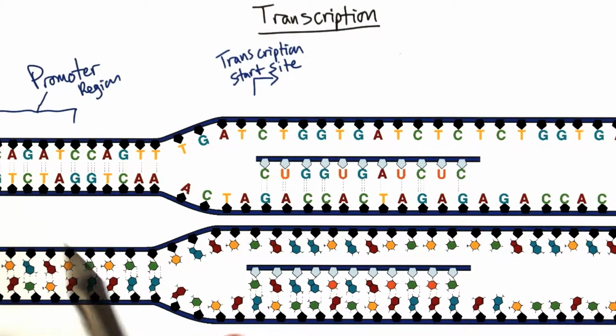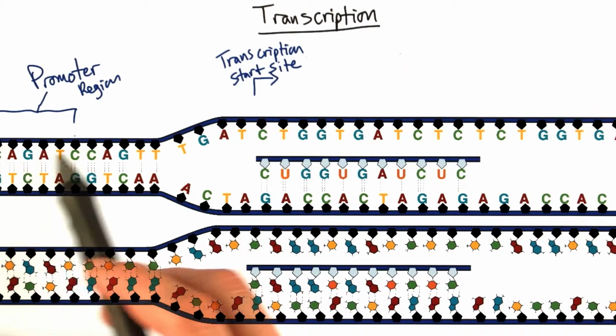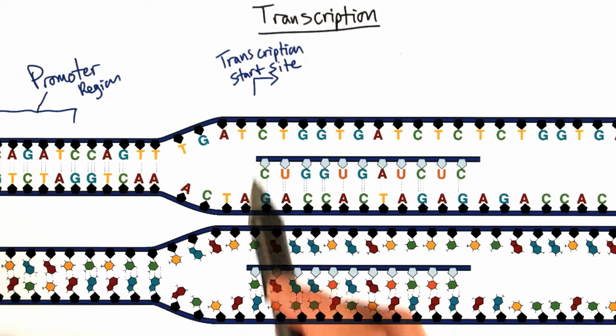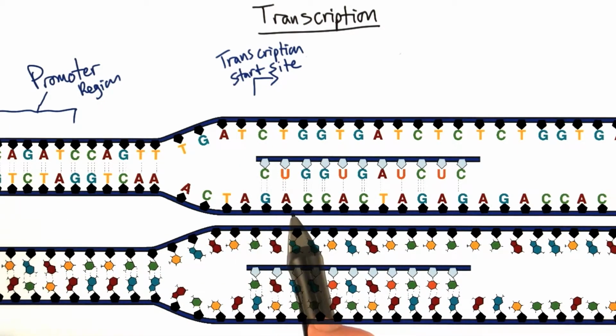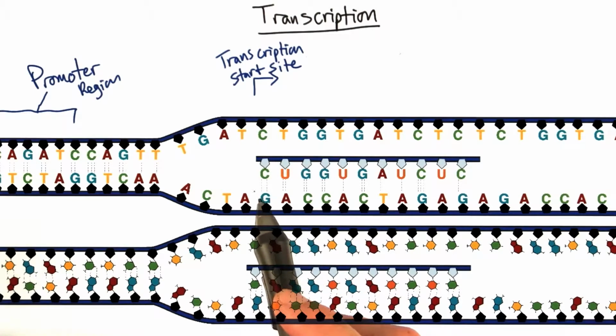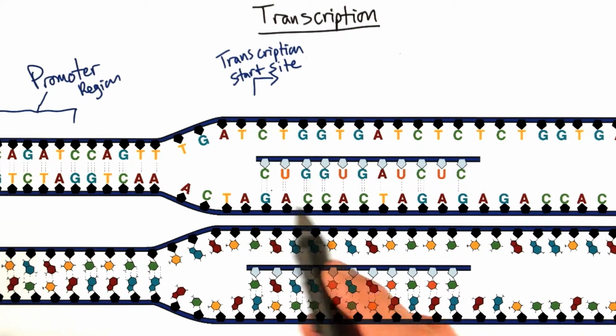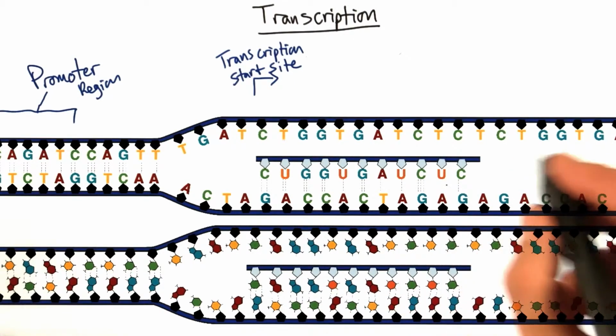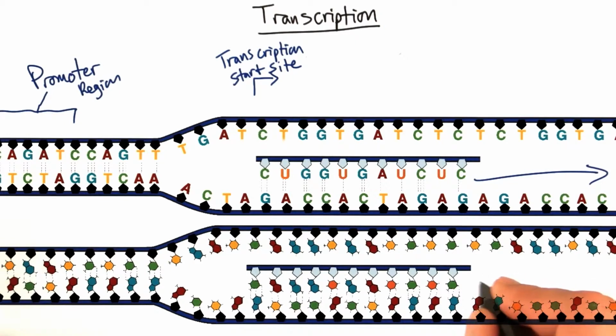So here we have it, transcription. A promoter region, a sequence of DNA, tells proteins exactly where transcription should start in a particular region. And we call this region the transcription start site. And at this point, individual RNA nucleotides are going to be brought in and matched with the DNA, one by one, and this will continue until we reach the end of the gene. So on a molecular level, you really get a feel for the chemistry that's going on here.